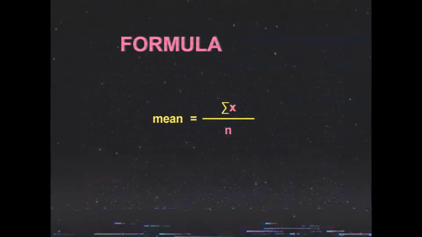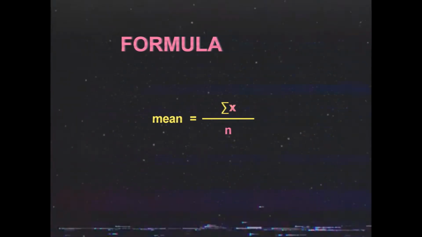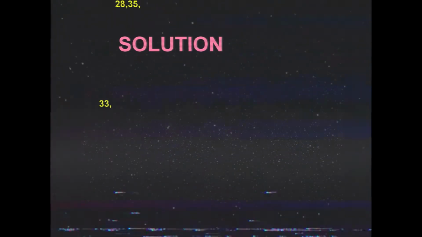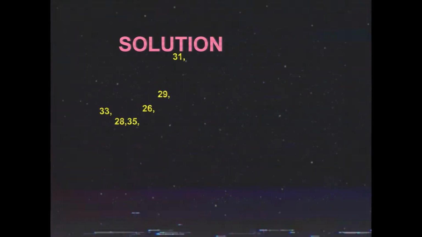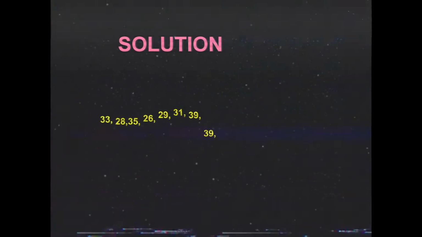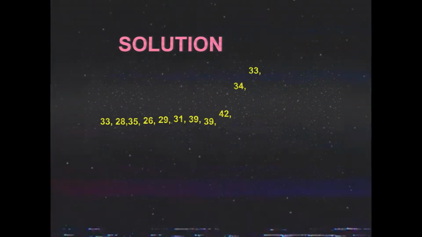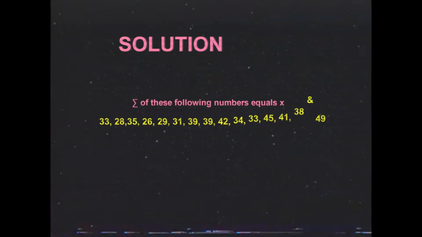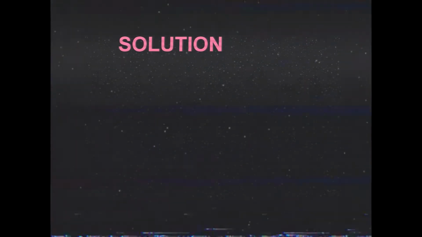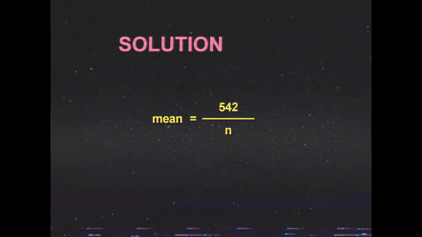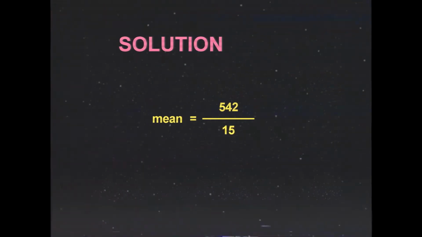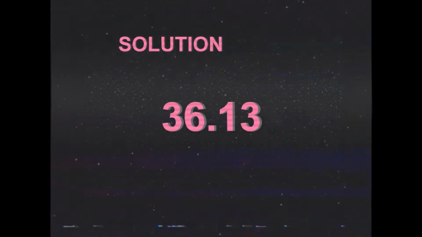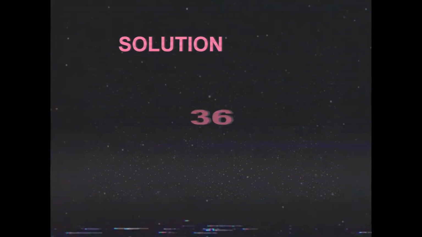In the problem, the x is represented by the scores that Cholo Bryant got in the whole season, which are namely 33, 28, 35, 26, 29, 31, 39, 39, 42, 34, 33, 45, 41, 38, and 49. Since there are 15 numbers in the dataset, then 15 would be our n. And then we have an answer of 36.13, or approximately 36.